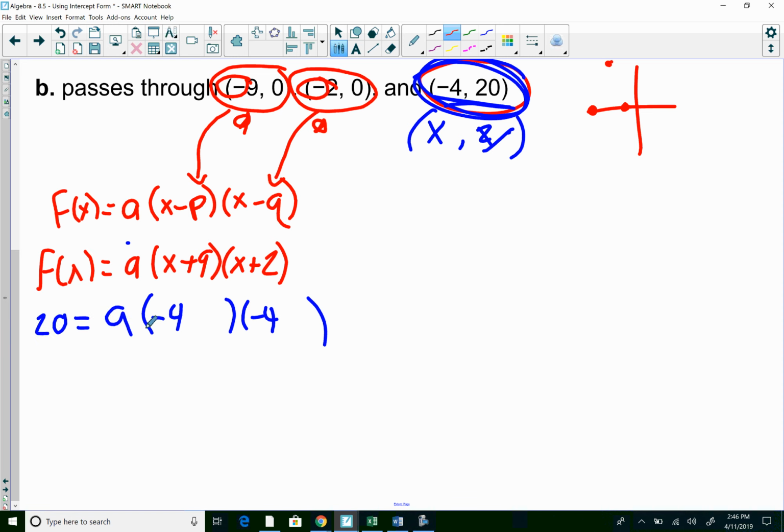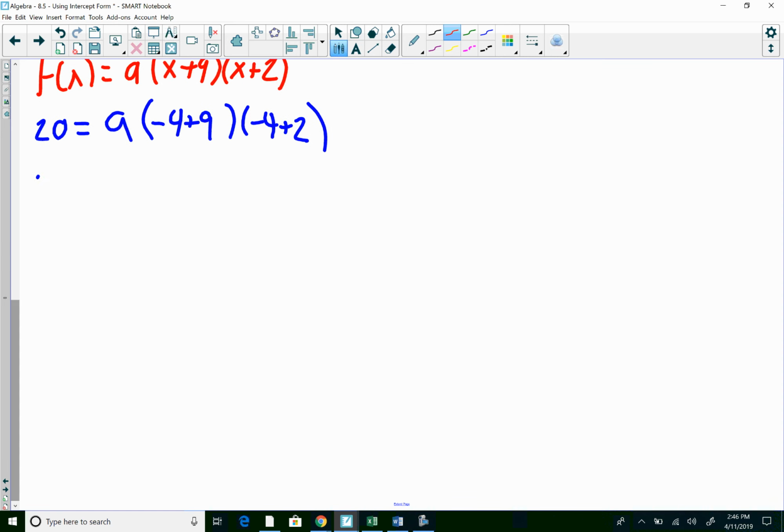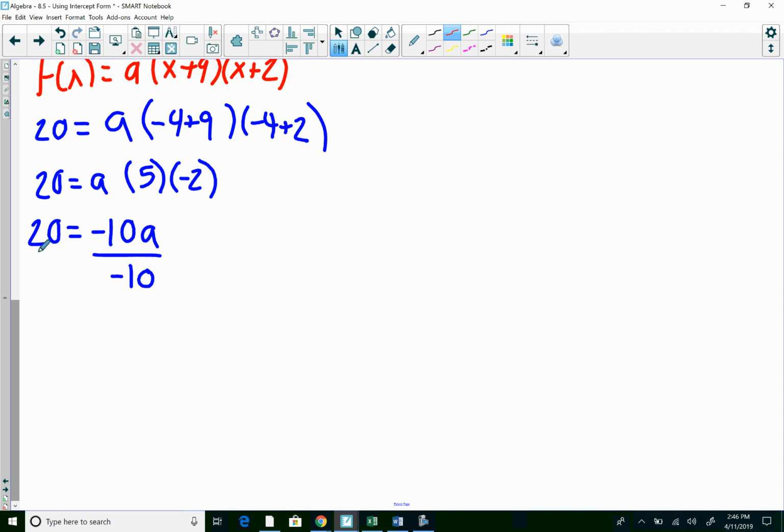And we're just going to quickly go ahead and solve for a. So that's negative 4 plus 9, negative 4 plus 2. Let's quickly figure out what a is. Let's see, so that's 5. That's negative 2. So I've got negative 10, a equals 20. Let's get a all by itself. So a is going to be negative 2.